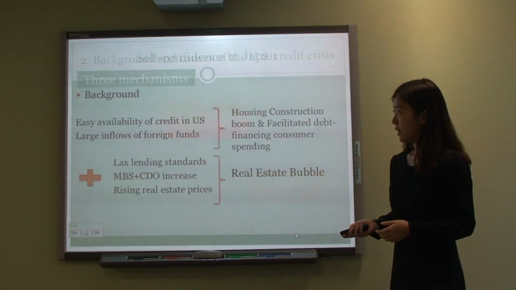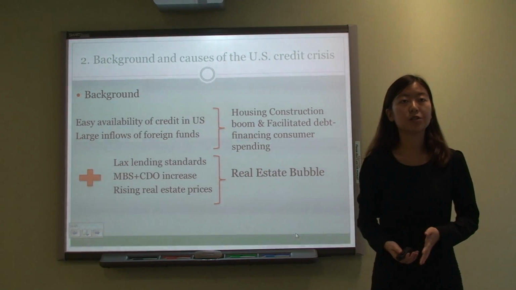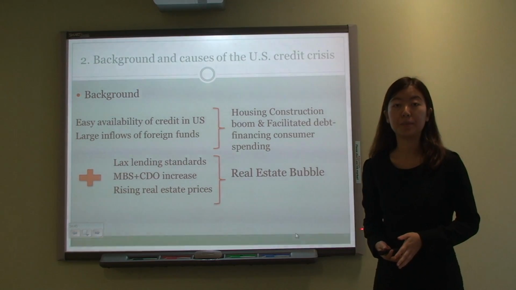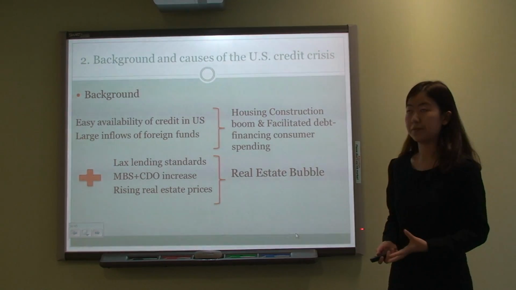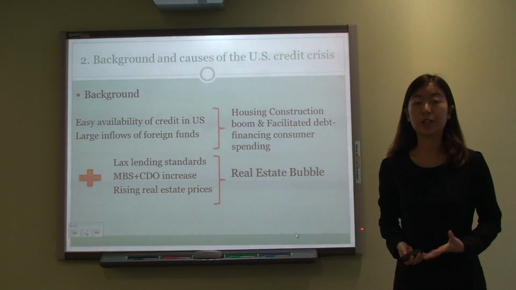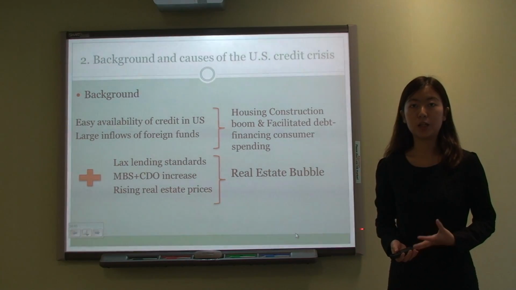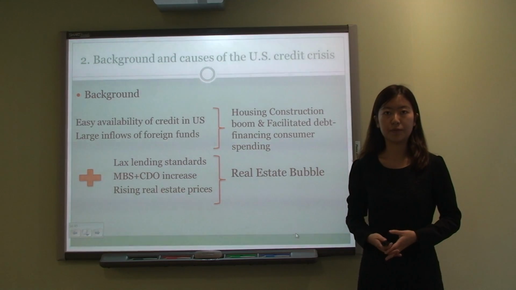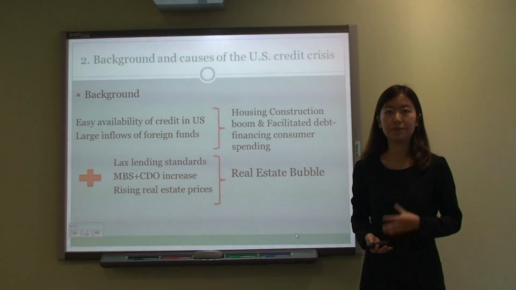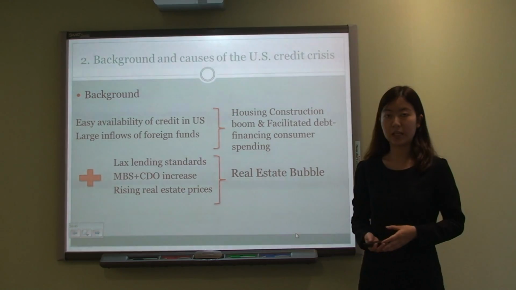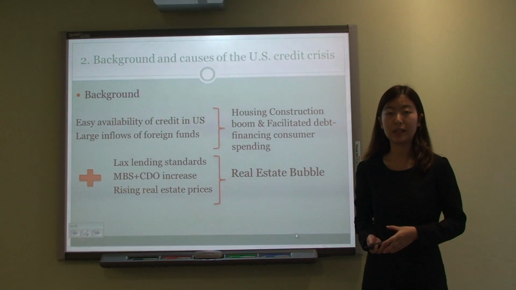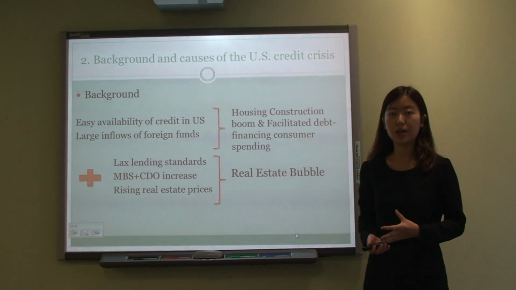Okay, thanks, Shawn. From 2000 to 2003, the Federal Reserve lowered the federal fund rate target from 6.5% to 1%. The lower interest rate encouraged borrowing and created very easy credit conditions in the United States. The easy availability of credit in the U.S., fueled by the large inflows of foreign capital after the Asian financial crisis, led to the housing construction boom and facilitated debt-financed consumer spending. Together with the loosening lending standards, the increase of mortgage-backed securities and collateralized debt obligations, and the rising housing prices, all contributed to the accumulation of the housing bubble.